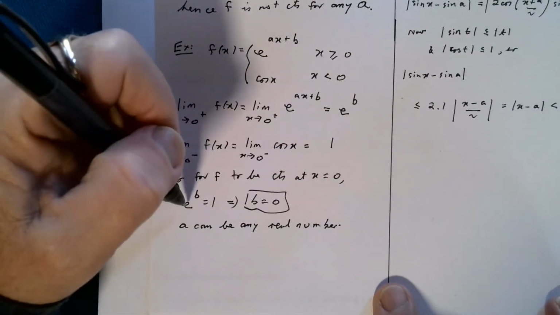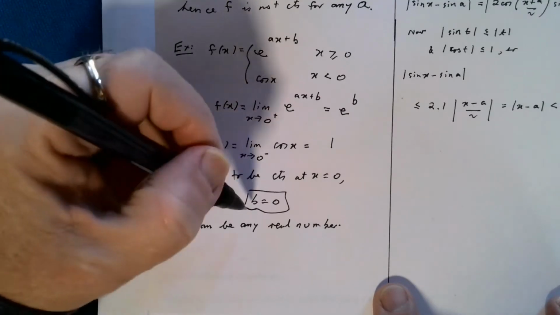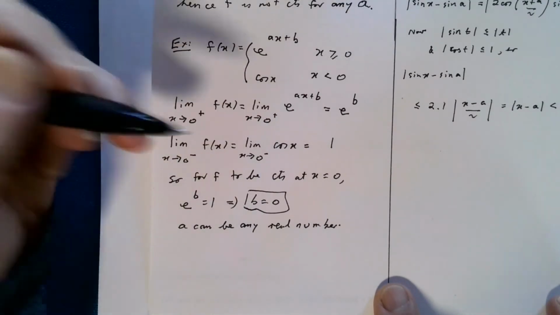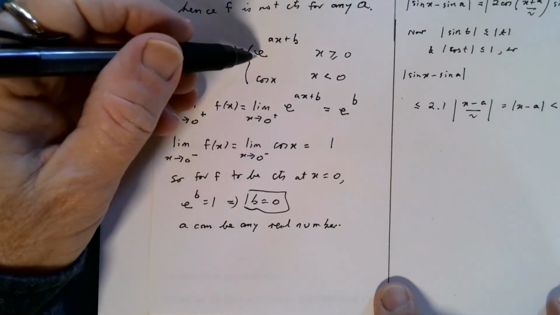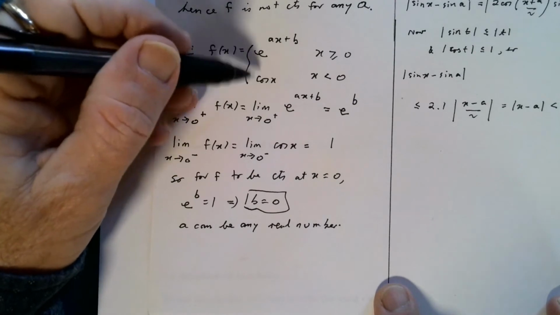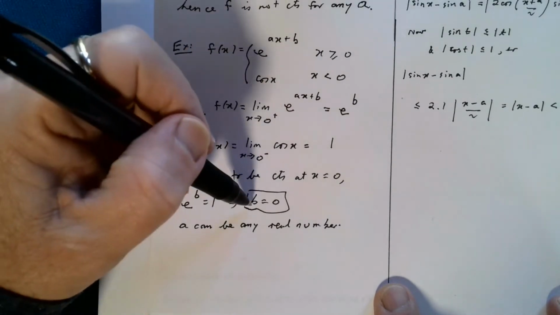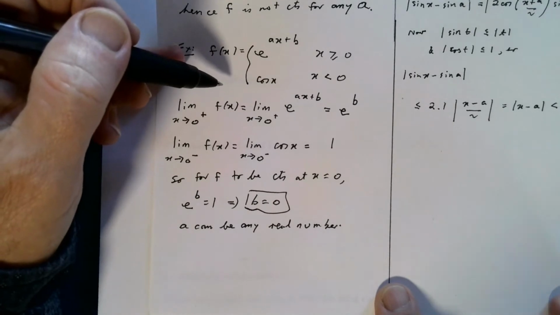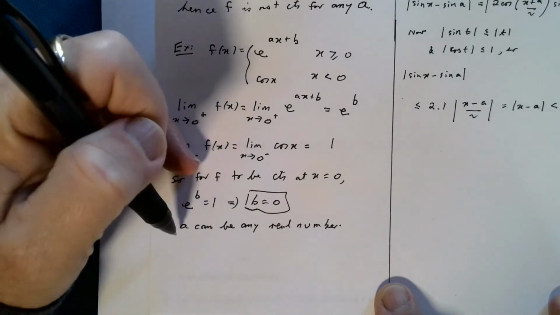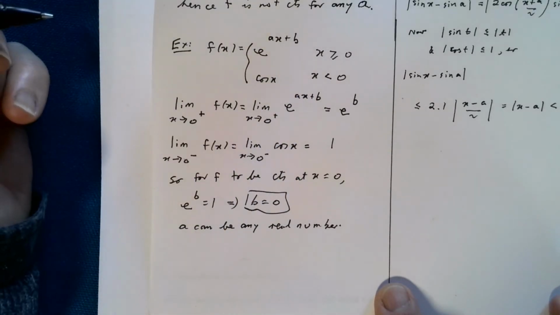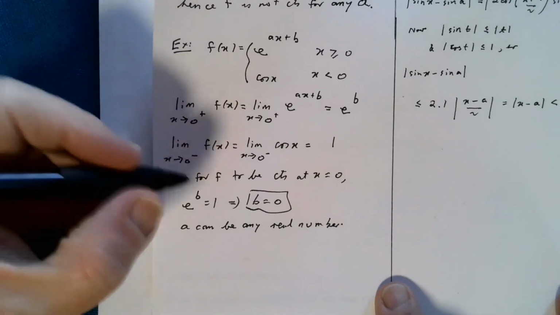Well, that's easy now. E to the what gives me 1? Well, e to the 0 gives me 1. So in order for these two functions to glue together, at least to be continuous, we need b to be 0. Notice it didn't give us any information at all about a. So at this stage, just to be continuous, a can be any real number.